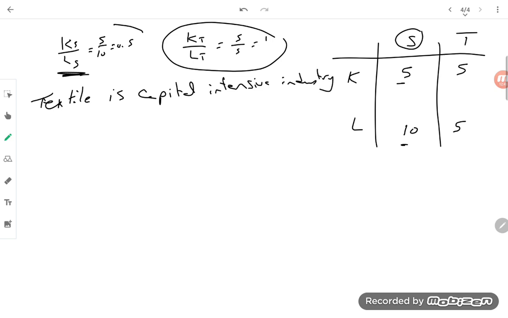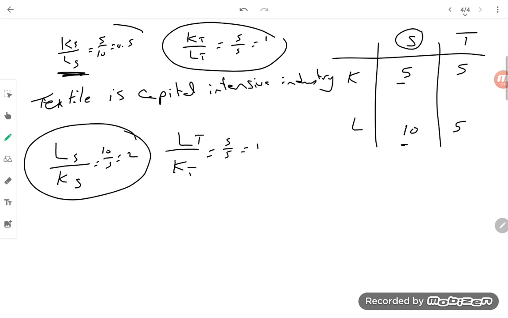We are going to do the same for the labor capital ratio instead of the capital labor ratio. So it will be the labor capital ratio for soybeans and the labor capital ratio for textile. It's 10/5, which is 2, and 5/5, which is 1. So production of soybeans requires more labor compared to production of textile. So soybeans is a labor intensive industry.